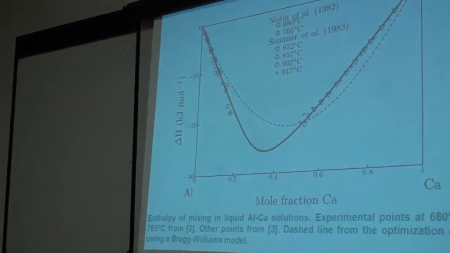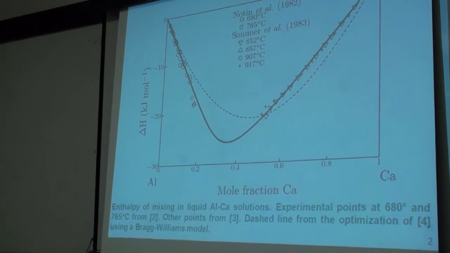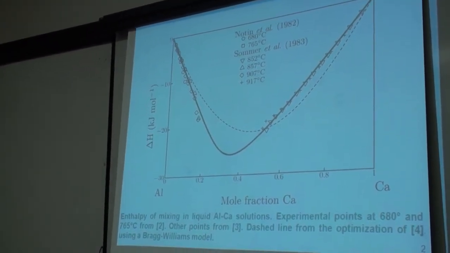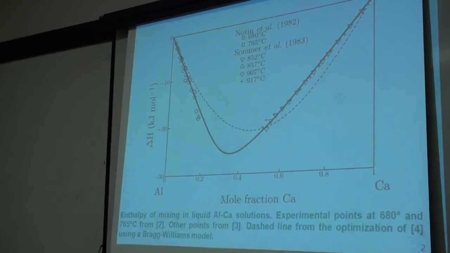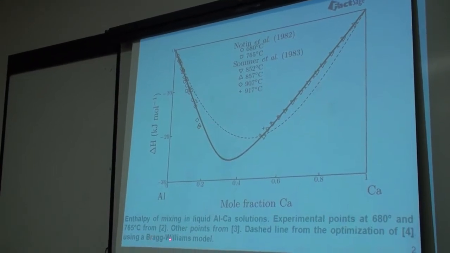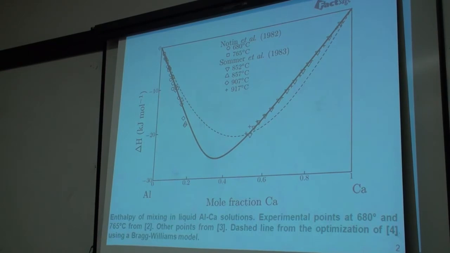Okay, this is PowerPoint number 14. This is your aluminum-calcium solutions. This is your heat of mixing, the experimental heats of mixing in the aluminum-calcium solutions. Now the dashed line there is what you get trying a Bragg-Williams model. The Bragg-Williams model is a random mixing model with a polynomial. What we've been doing so far is a Bragg-Williams model.